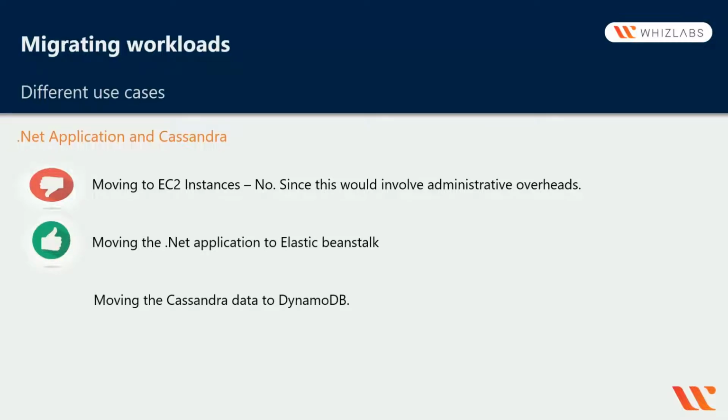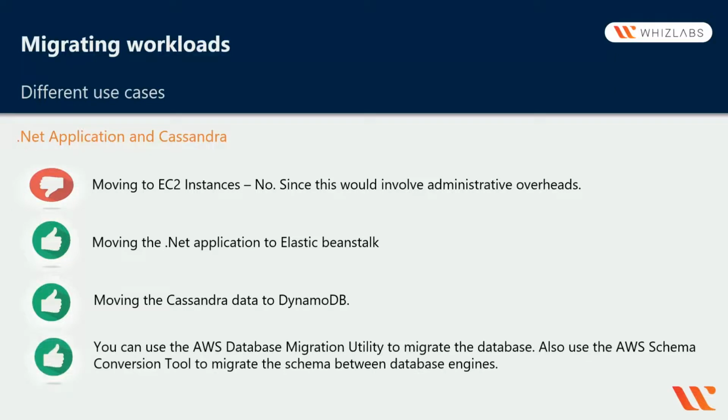What about moving Cassandra data onto DynamoDB? Well, you can do this as well. In the use case scenario, they said that they don't mind making any code changes to ensure that they have a managed environment in AWS. And since DynamoDB is a completely managed solution, you can go ahead and use DynamoDB. You can also use the AWS Database Migration Service to migrate the database itself, and you can also use the AWS Schema Conversion Tool to migrate the schema between database engines.